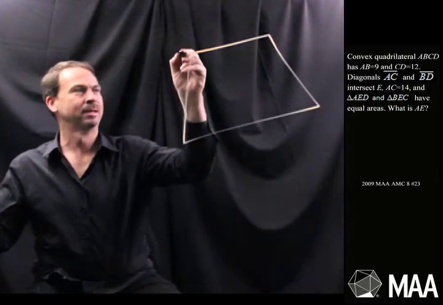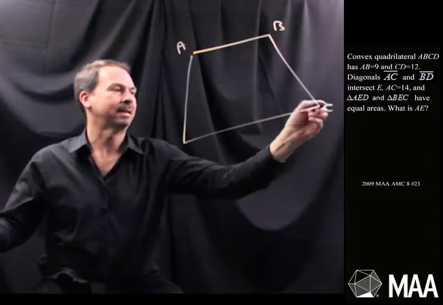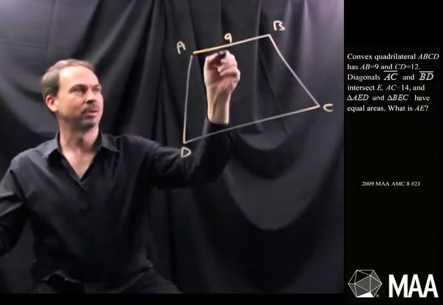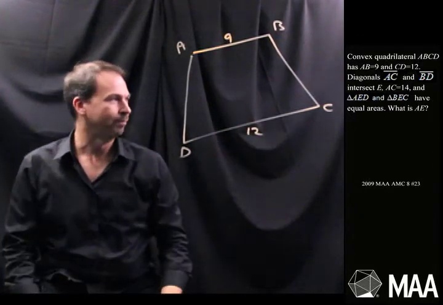Okay, right away I have to start drawing a picture. So we've got this convex quadrilateral, a quadrilateral that bulges out. A, B, C, D. Keep the order consistent. AB is 9, and CD is 12.